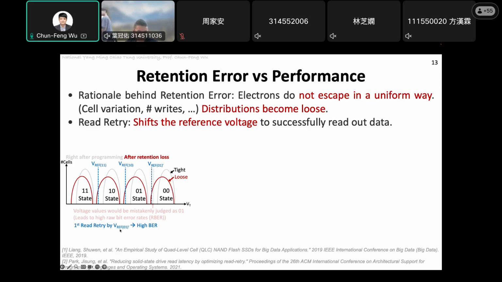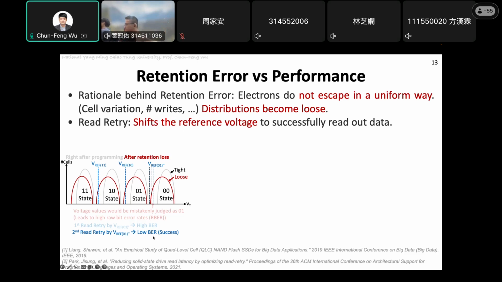We get another voltage reference. After applying the new voltage, we still see a high bit error rate because there are still a lot of errors inside. So we keep moving the reference voltage to the left-hand side. Then when we use the second reference voltage, we see that the bit error rate is low enough.